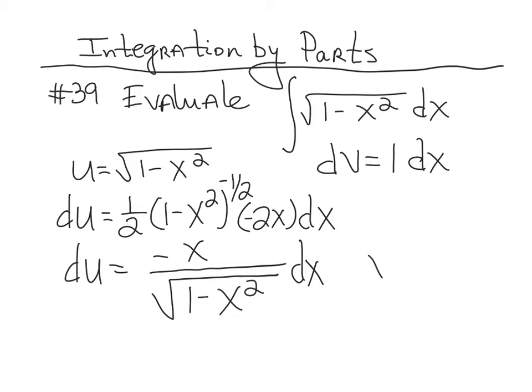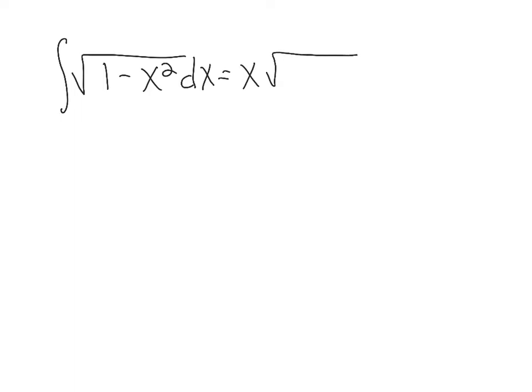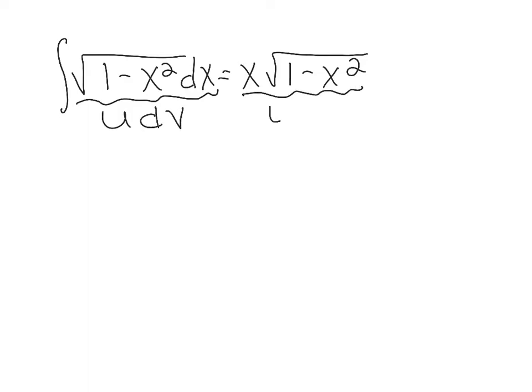And the dv gives dv being 1 dx, so we can take v to be x. And now let's use the technique of integration by parts. We're going to call the integral we are trying to evaluate, that is the integral of square root of 1 minus x squared, the u dv integral. The technique says that's equal to u times v. So we have x square root of 1 minus x squared as u times v.